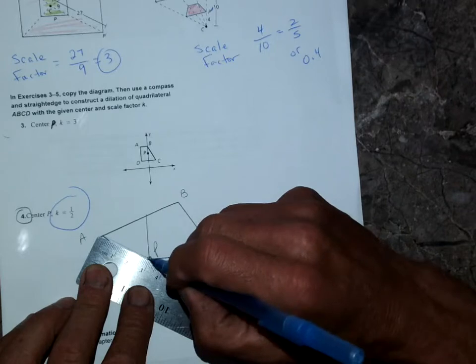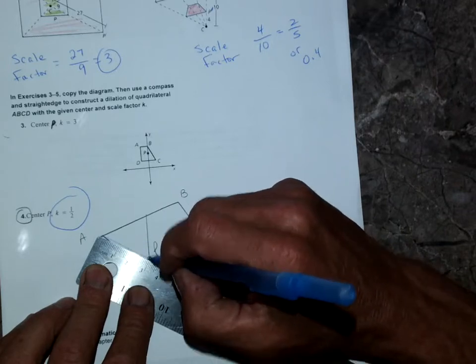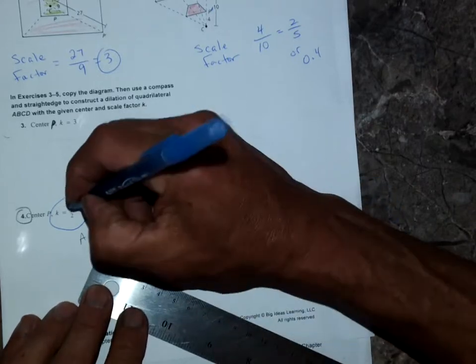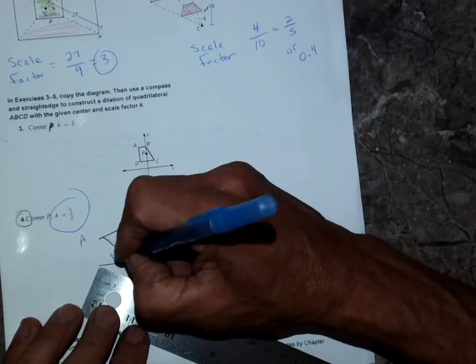So I go from P to A. Now I'm going to go P to A prime. I just took half that length because my scale factor is 1/2. So this becomes A prime.